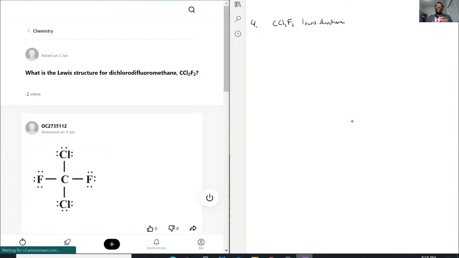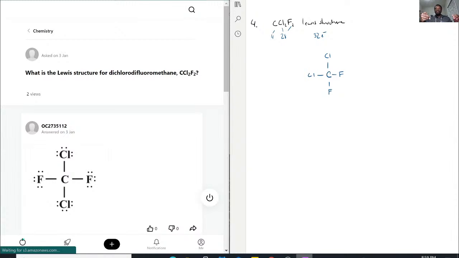So carbon, being on the 14th column, has 4 valence electrons, okay? And chlorine and fluorine, being both on the 17th column, each contribute 7 valence electrons each. So 7 times 4, that's 28 in total. And 4 plus 28, that's 32 electrons we're working with. So now let's go ahead and draw this out. We have carbon in the middle, and we have fluorine, fluorine, chlorine, chlorine.